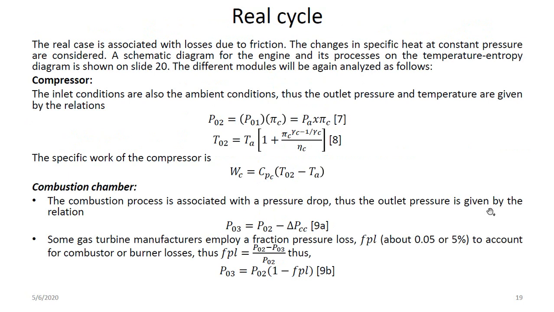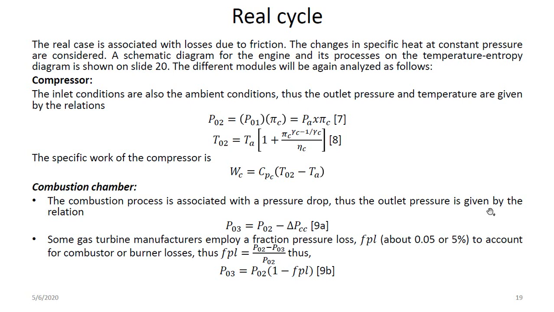Okay, so what we looked at was an ideal case. Now let's look at an actual or a real cycle. A real cycle is one where the heat losses and the processes cannot be assumed to be isentropic or adiabatic, because there will be losses. So for a real cycle, if we start at the inlet to the engine, we begin with the compressor.